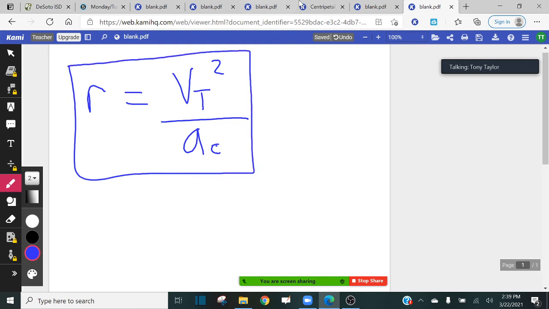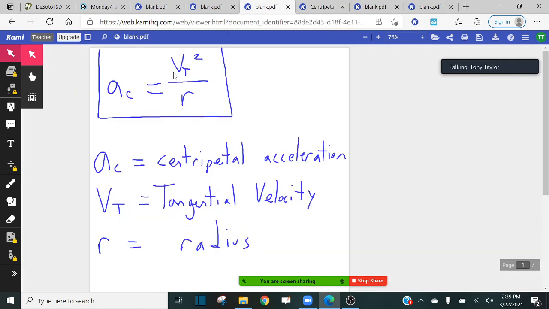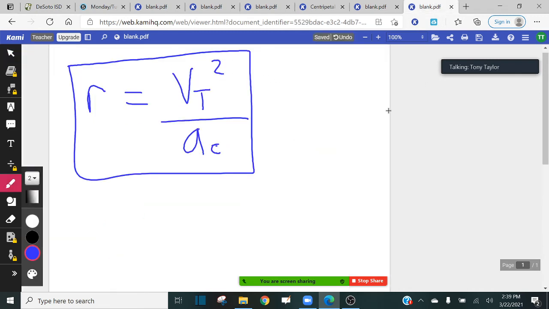So guys, if I take this equation right there, rearrange it, and solve for radius, this is what I get: tangential velocity squared divided by centripetal acceleration. Okay. So now that we have our equation, let us go back to number 1.